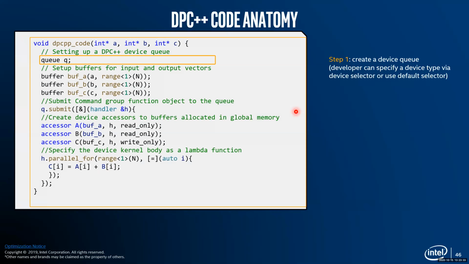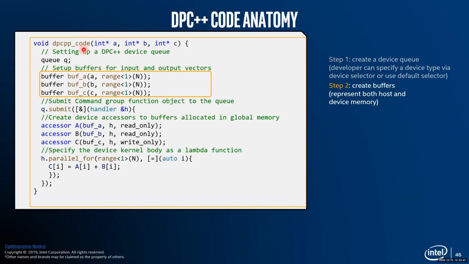I'm creating a device queue here. You can observe that I'm not passing any selector, but if you want, you can. Here I'm leaving it to the system to select the best available device. Second, we have 3 data items, and I created buffers for A, B, and C, buffer A, buffer B, and buffer C, with the range specified. And then I submit the command for execution.